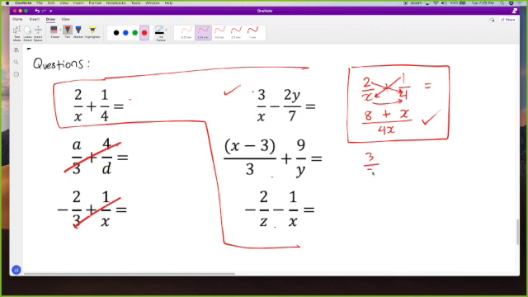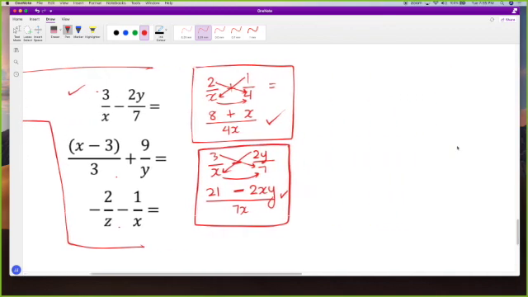And 3 over x minus 2y over 7. Again, you multiply your denominators. 7 times x is 7x. Then you cross multiply. 7 3s are 21. And then you have this minus sign here. And then you have this here, which is 2y times x, which will give me 2xy.